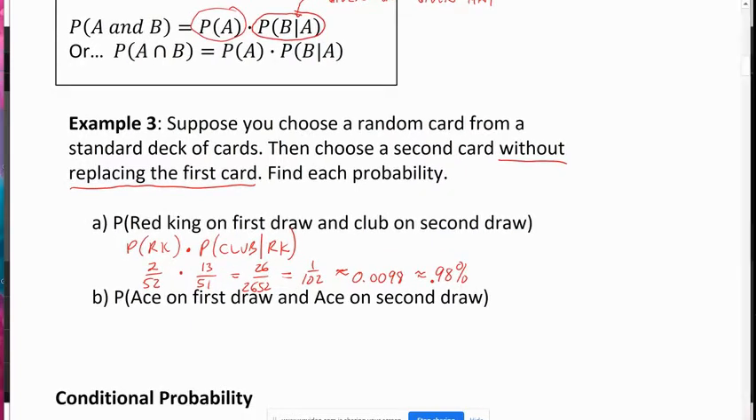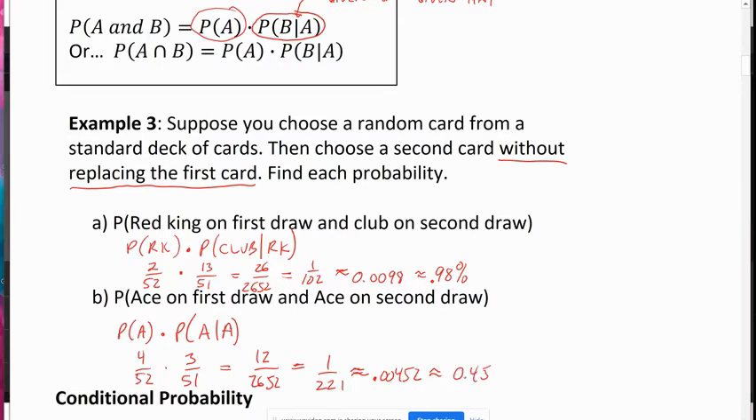And then the probability of drawing an ace and then drawing another ace. This is probability of ace times probability of ace given ace. So that means given that we already drew an ace on the first one. So the probability of drawing an ace on the first one, there are 4 aces out of 52 cards. Now 1 ace is gone. We already took it out. We're not putting it back. So there are 3 aces remaining out of 51 cards. So then we get 12 over 2652. That reduces to 1 over 221, and that is about 0.00452. So we'll call that 0.45%.